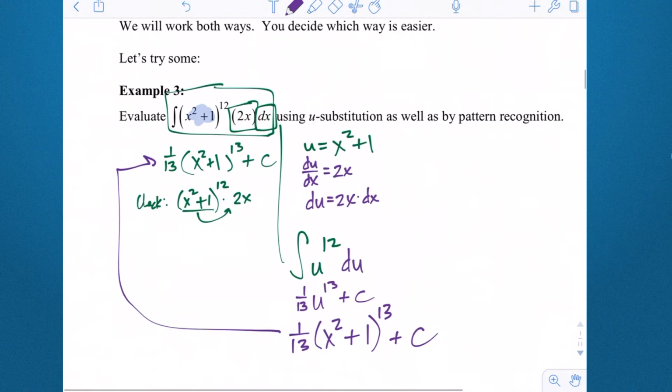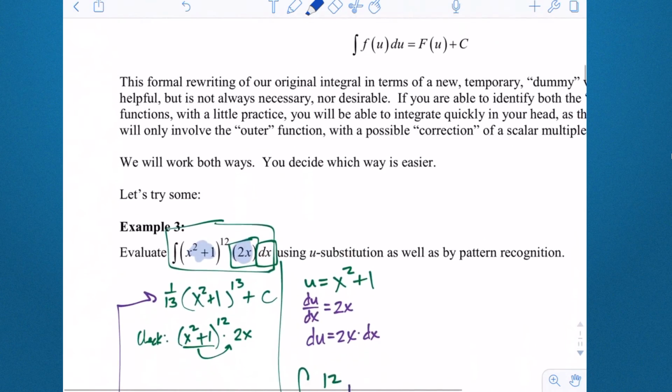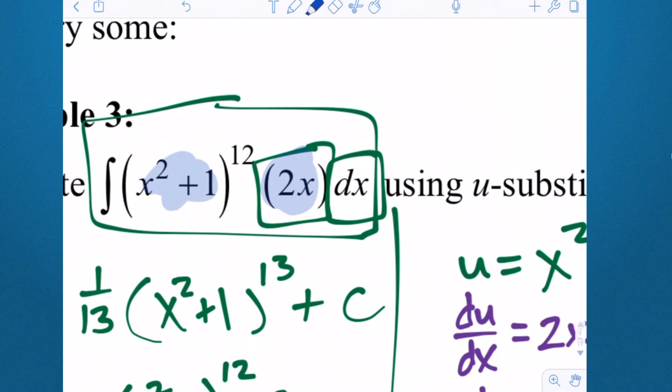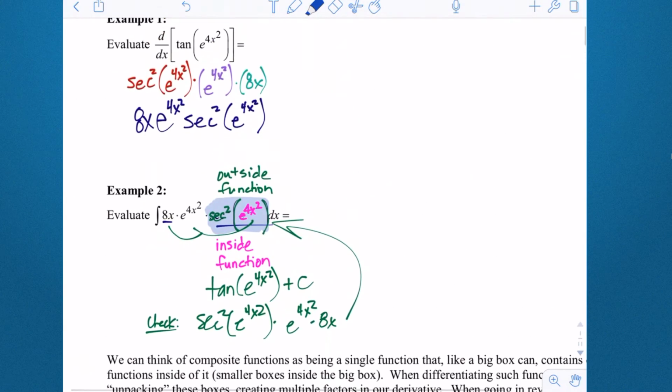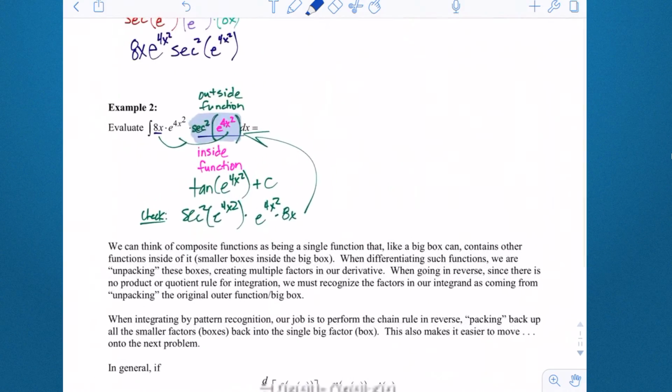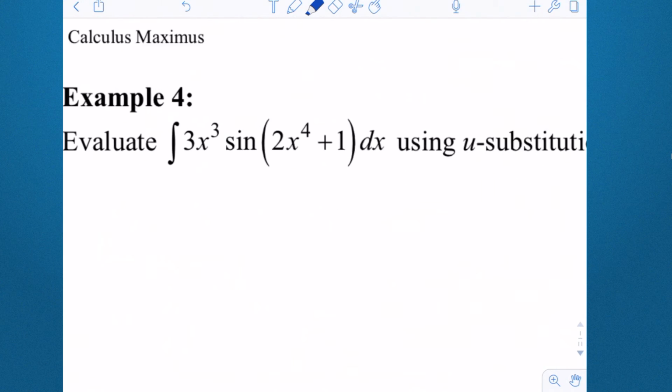Okay? So the previous two problems have worked out beautifully because the derivative of the inside function was exactly the other factor, in this case 2x, and of course up here we had the 8x and the other piece. It's not always going to be like that, but it's nice to start that way. So let's take a look at example 4.